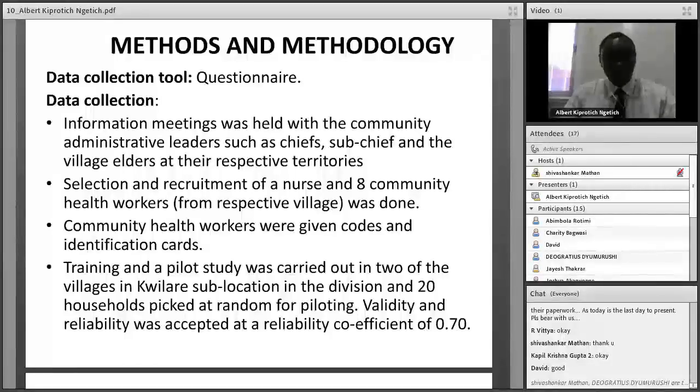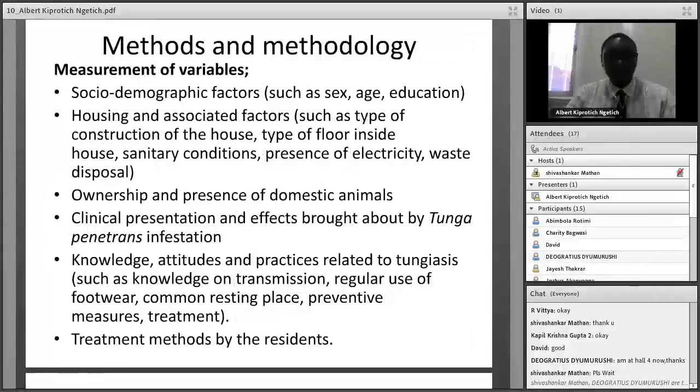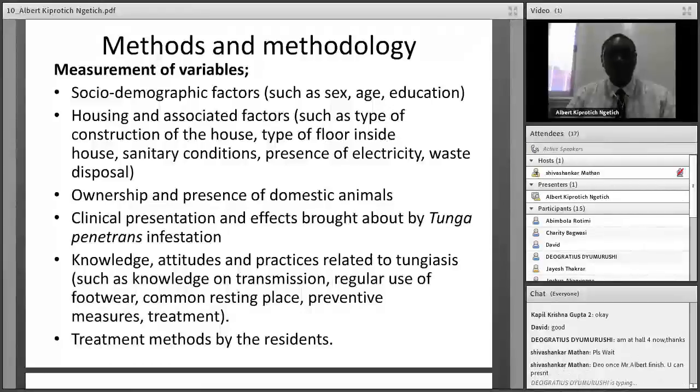When we were collecting the variables, socio-demographic factors were collected, housing and associated factors such as the construction type of the house, ownership and the presence of domesticated animals. Then we also did clinical presentation of Tunga penetrans. Of course, knowledge, attitude, and practices related to Tungiasis were also collected, and what treatment methods were being used by the residents to treat the scourge.